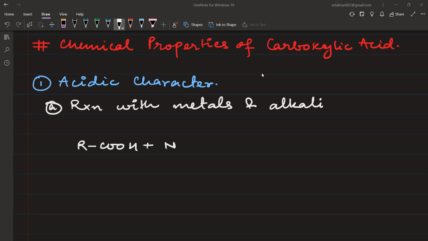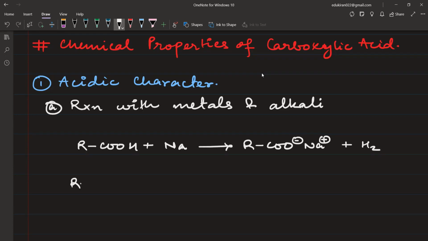Sodium elements are active metals. RCOOH plus Na gives you RCOO negative, Na positive, plus H2 gas, liberation of hydrogen.